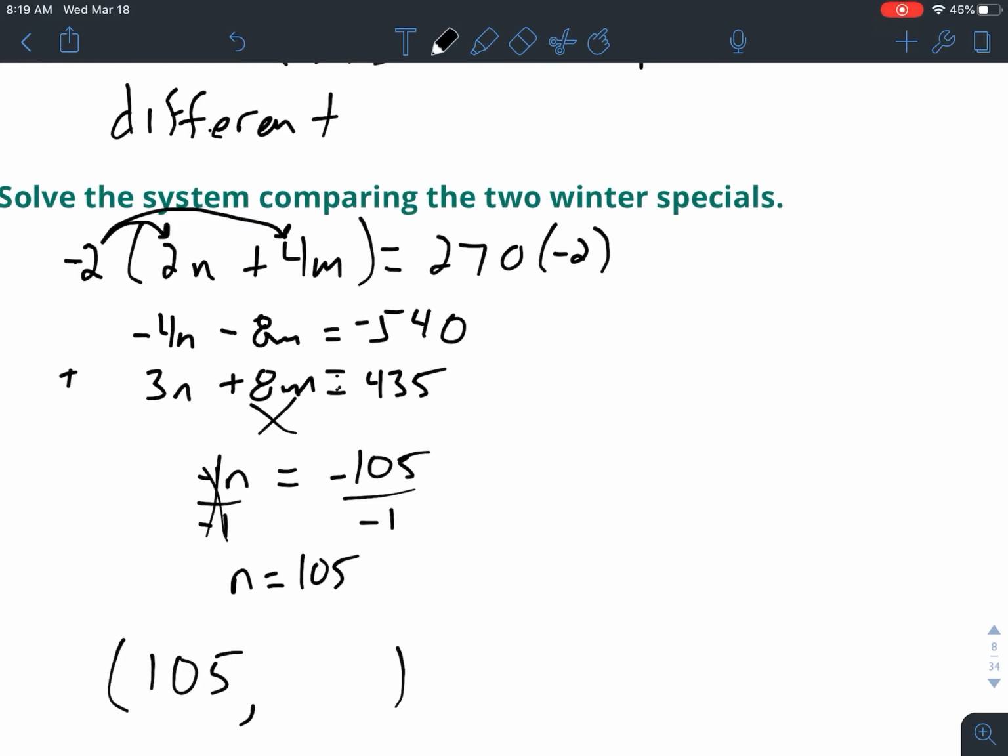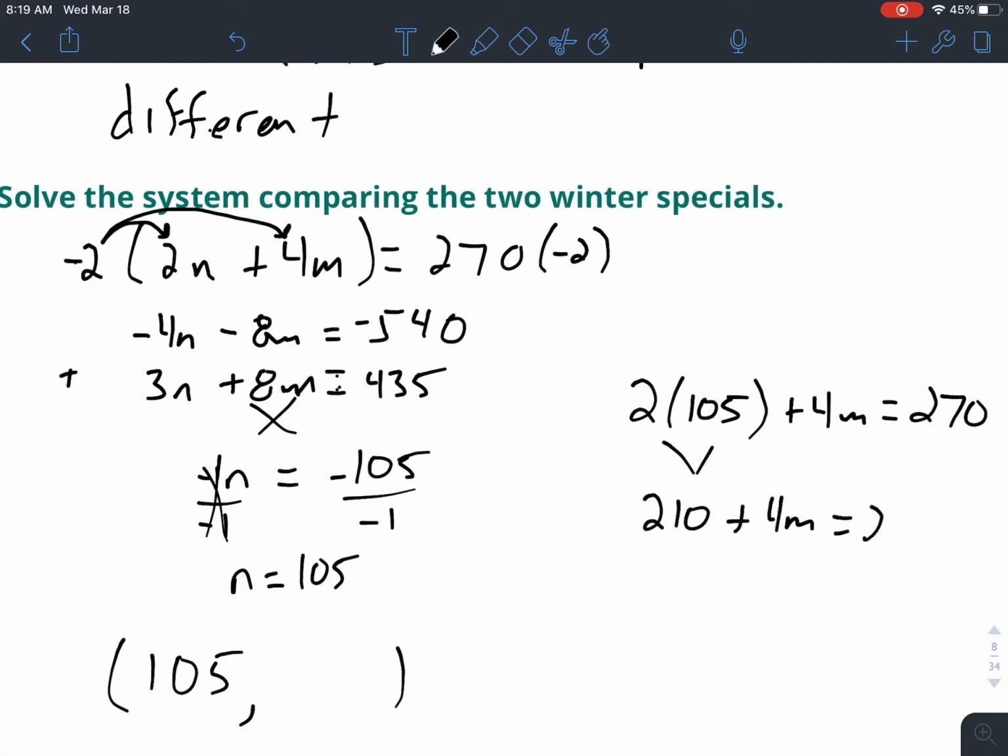So now, we're going to solve for M. We place that 105 in for N. So we'll just stick with the top equation of 2 times 105 plus 4M equals 270. 2 times 105 ends up giving us 210 plus 4M equals 270, minus 210 on each side.